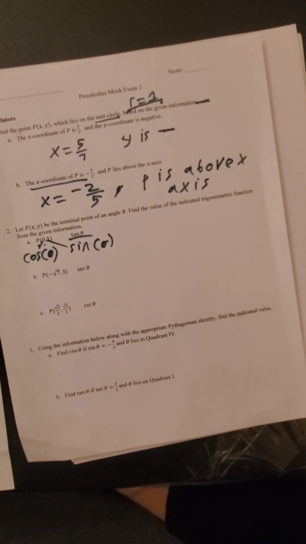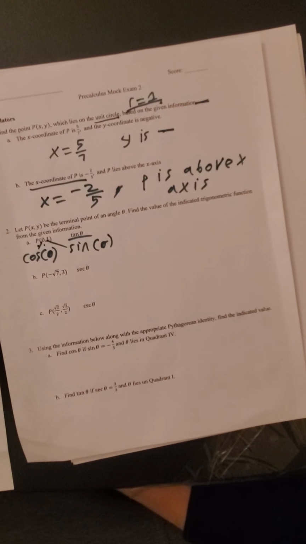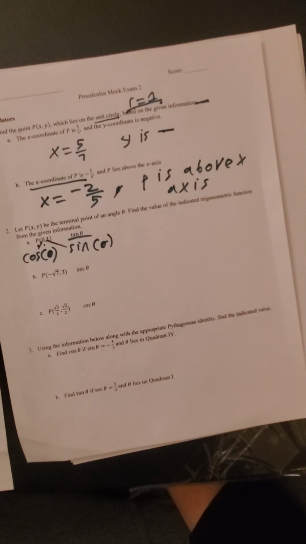Okay, so let's start by doing question 2. In question 2, the question is saying, let P of xy be the terminal point of the angle theta. Find the value of the indicated trigonometric function from the given information. So in question A, they're telling you that point is 0, 1, and they're asking you to find tangent of theta. Before doing this, there's some basic information that you need to know.